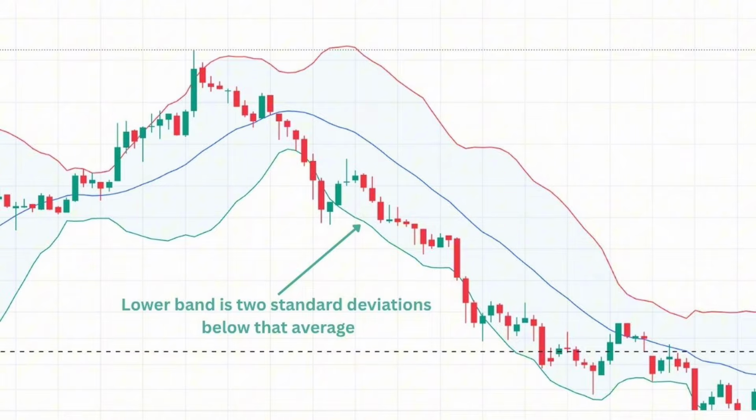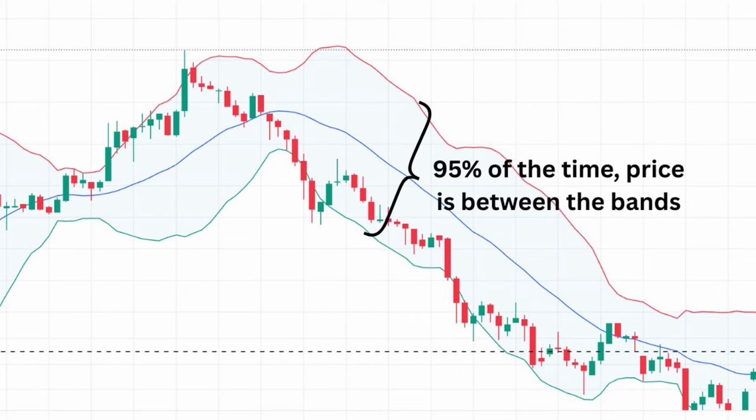The statistical boundary, or the upper and the lower band, tell us when price is being stretched too far outside the mean. And most of the time, approximately 95% of the time, price sits between those two bands. So when the price closes completely outside one of the bands, it tells us that something unusual is happening, either a breakout or an overextension and a reversal back to the mean.